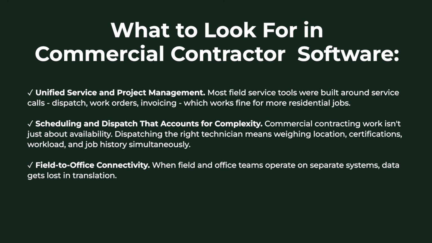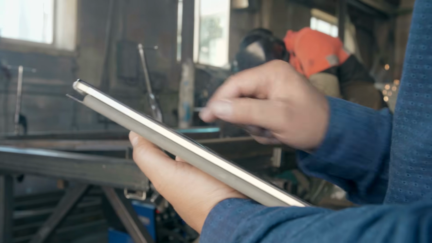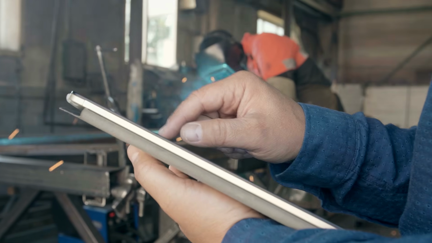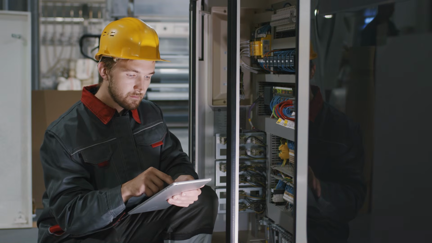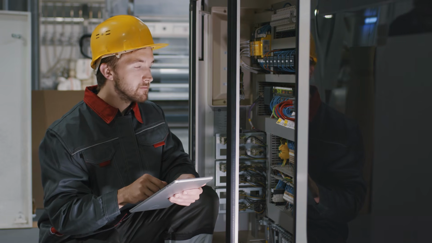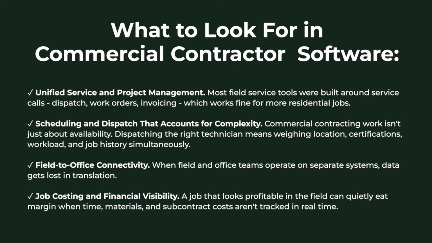Field to office connectivity. When field and office teams operate on separate systems, data gets lost in translation. Technicians should be able to access work orders, equipment history, site plans, and job documentation from a mobile device, and update the record in real time. The less paper, phone calls, and manual re-entry involved, the fewer errors. Job costing and financial visibility. A job that looks profitable in the field can quietly eat margin when time, materials, and subcontract costs aren't tracked in real time. Commercial contractor software should connect time tracking, procurement, and invoicing so owners and finance teams can see job level profitability as it develops, not after the invoice is out the door.